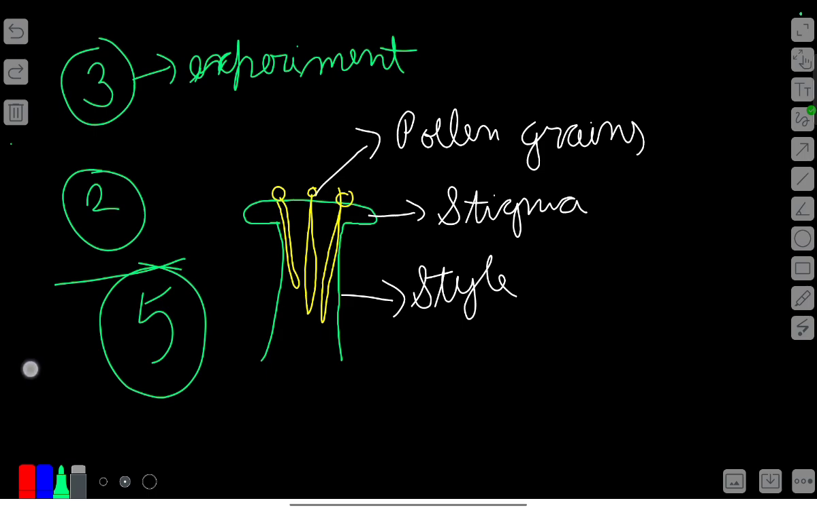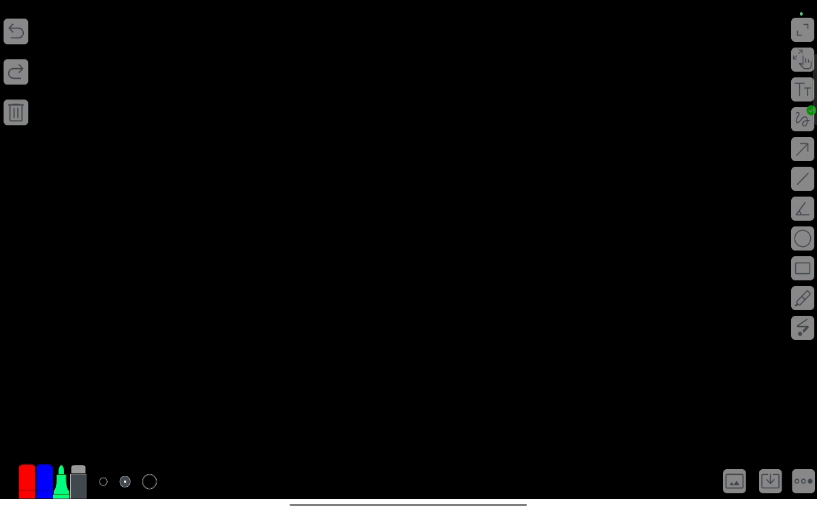Moving on to the next one. So the next one is the transverse section of an ovary. This again is a very simple one. Let me take this hibiscus. We all know how this hibiscus looks, right?